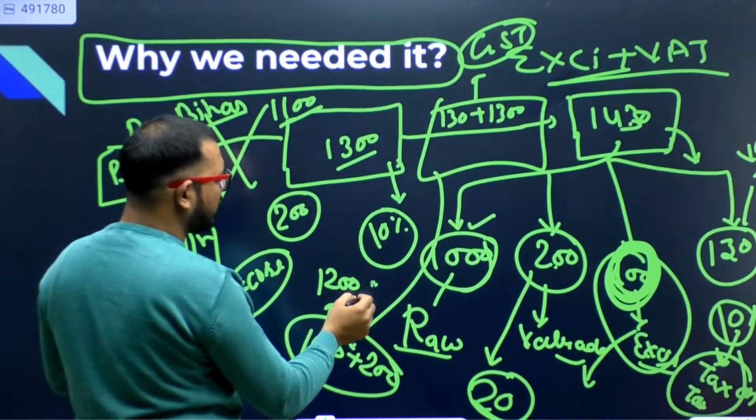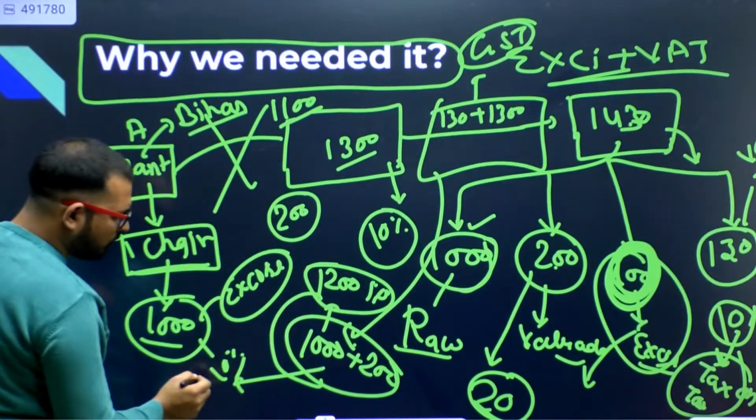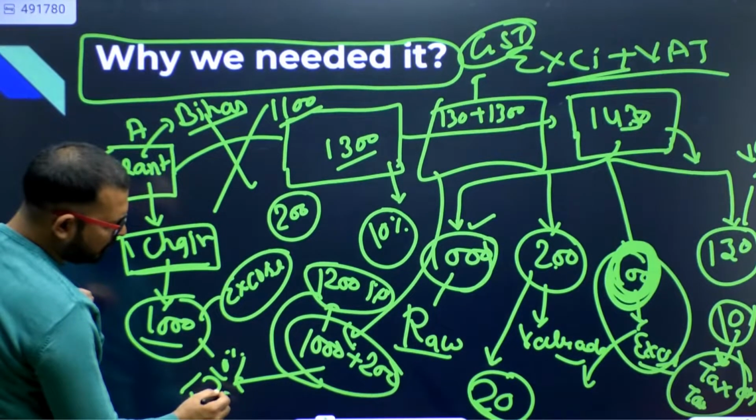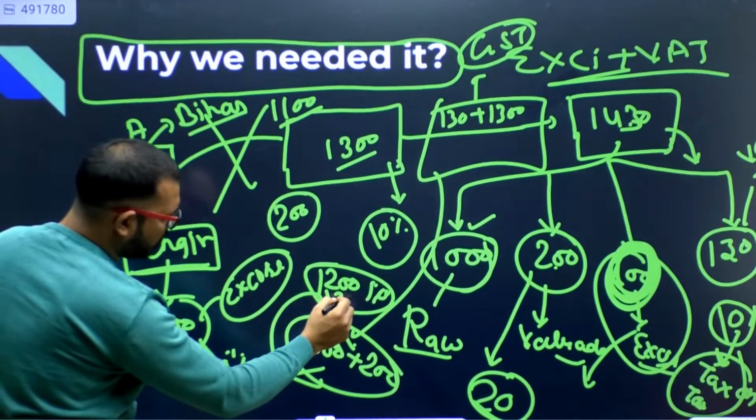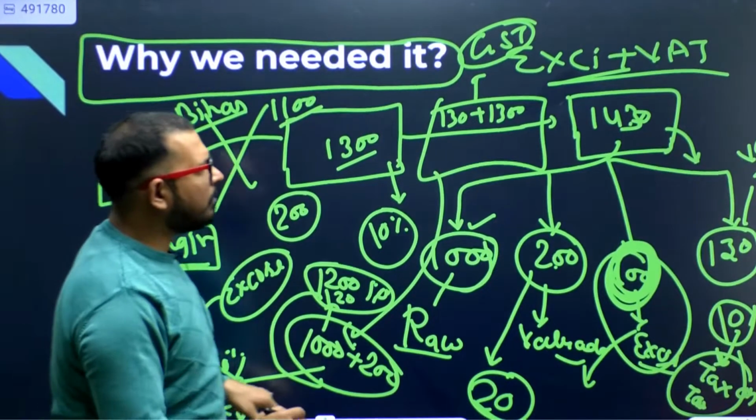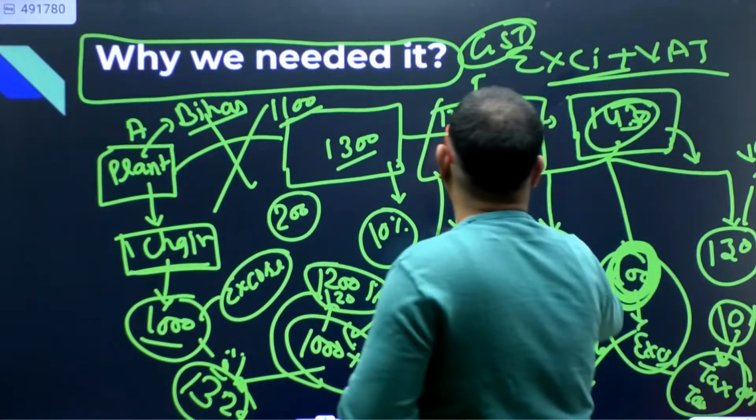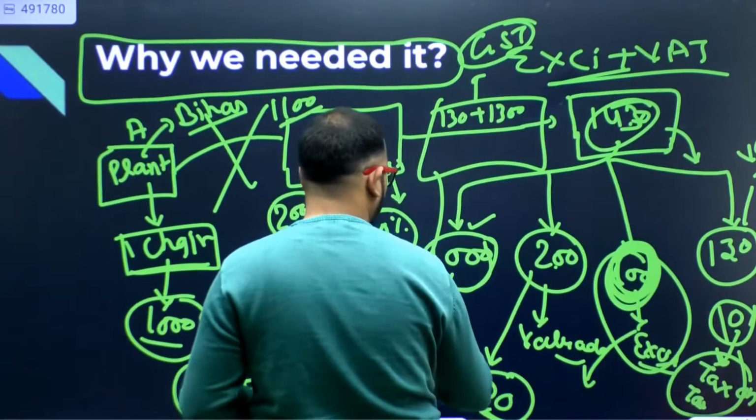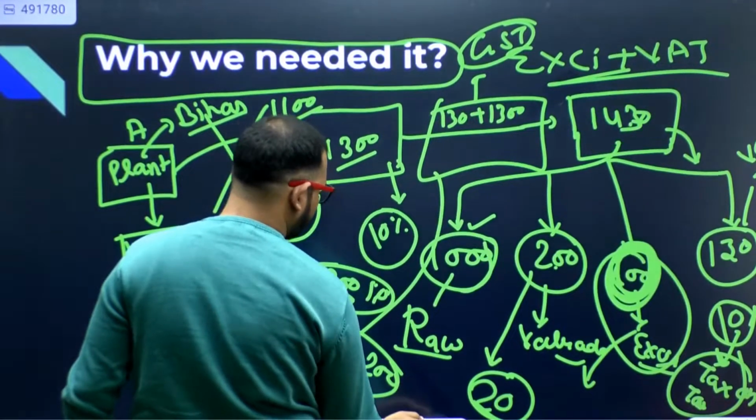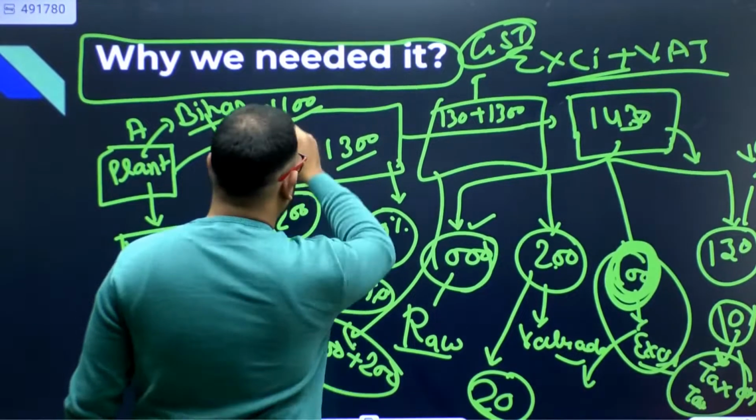Let's say 10% GST. 10% GST becomes 120. So the final cost of the product will become 1,200 plus 120, 1,320. So it became less costly than this. So this is why we need the GST. Or in simple terms, what can I say?